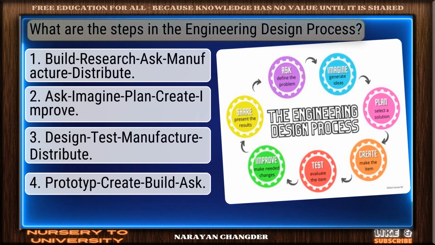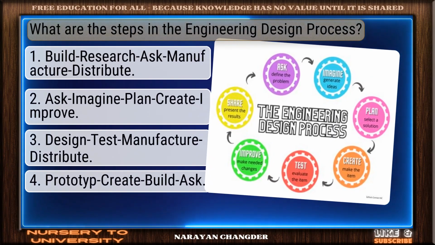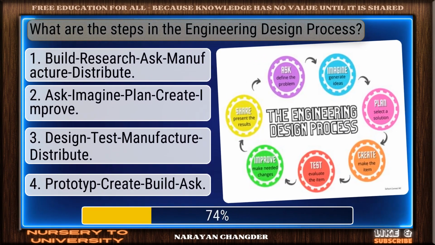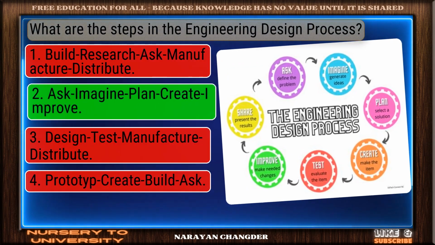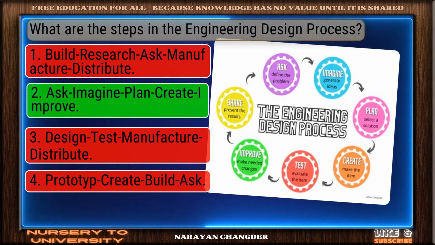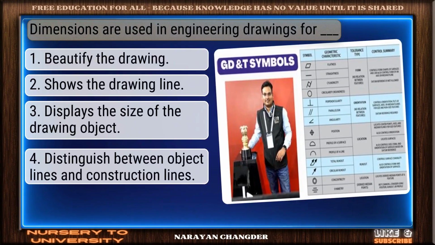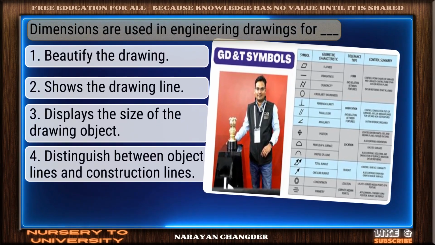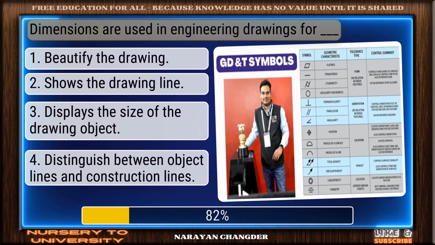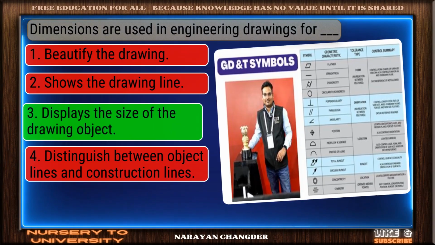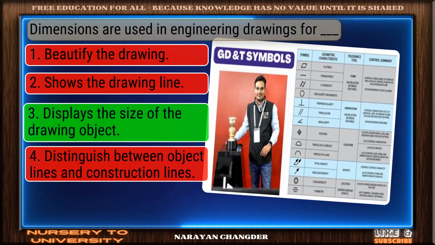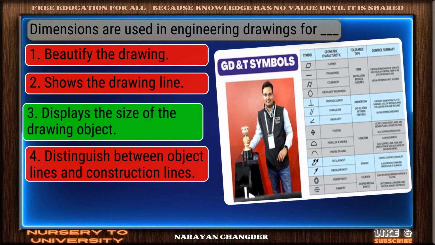What are the steps in the engineering design process? Great thinking. Ask, imagine, plan, create, improve is the right choice. Dimensions are used in engineering drawings for dash. Smart pick. Displays the size of the drawing object is the correct choice.